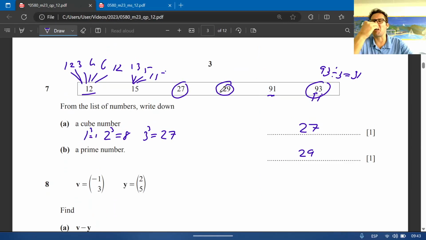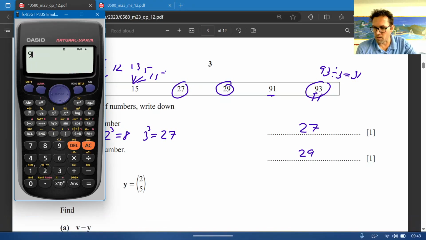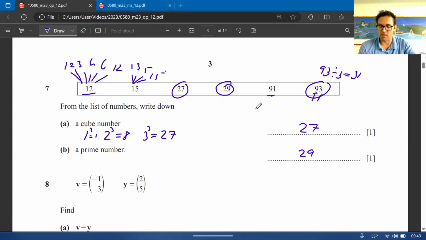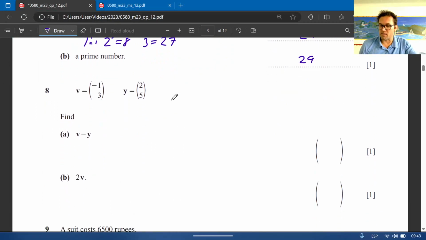Well, what can we divide into 91? Think about that one. What can we do? It's not 3, 4, 5, 6. 7: 91 divided by 7 is 13, bam, see? So 91 has got factors 7 and 13. That's why it's not a prime number. Be careful with these things. 29, only correct answer.